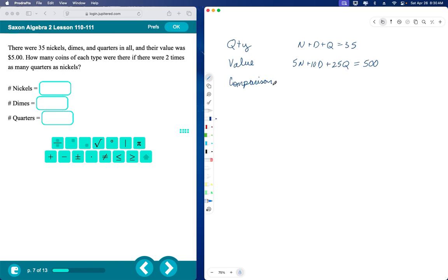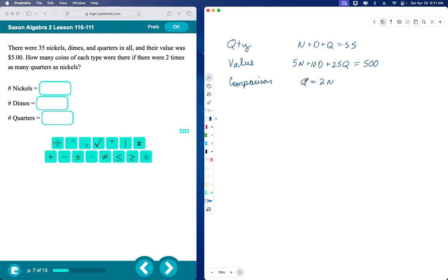And here's our comparison statement. How many coins of each type were there, if there were 2 times as many quarters as nickels? So quarters is going to be equal to twice the number of nickels. So this is our comparison. Quarters is equal to 2 times nickels.